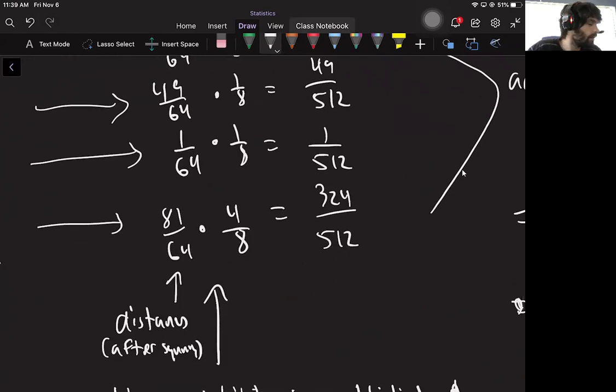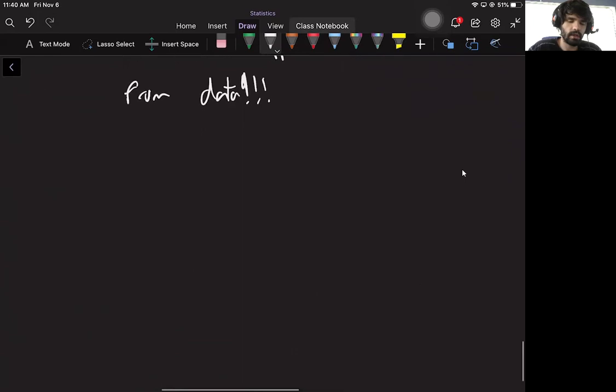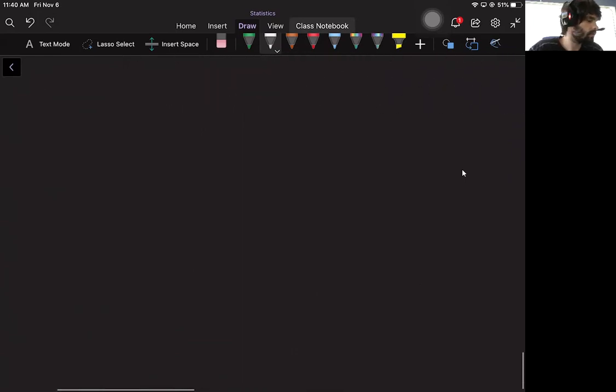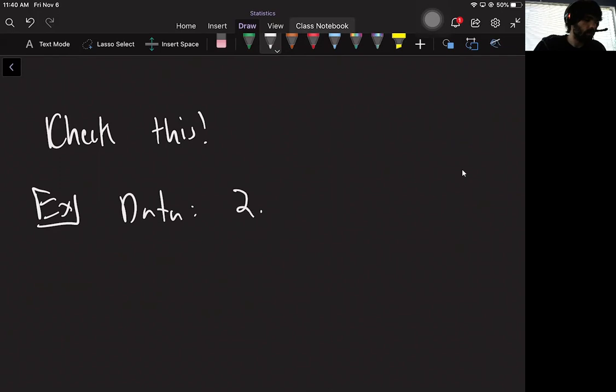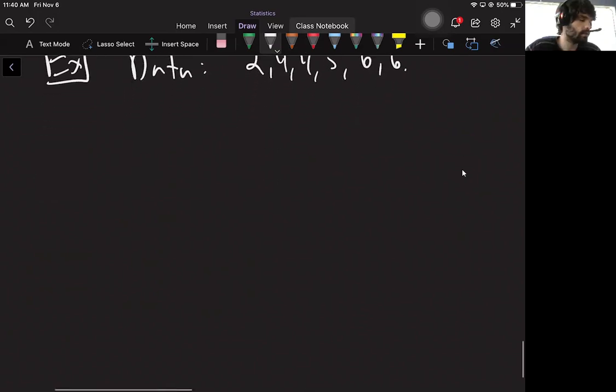Okay. So now let's just check that everything works out. So how can we do that? Well, we can do this with data and make sure that we get the same answer twice. So that'll check that everything is working out. So for example, if I give you this data, I'll just do a very small example, 2, 4, 4, 5, 6, and 6. If I calculate the standard deviation in both ways, I should get the same answer.